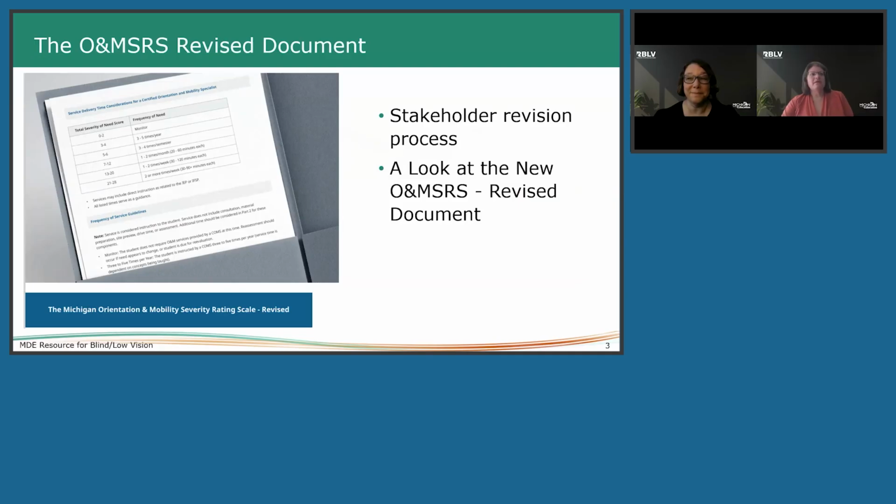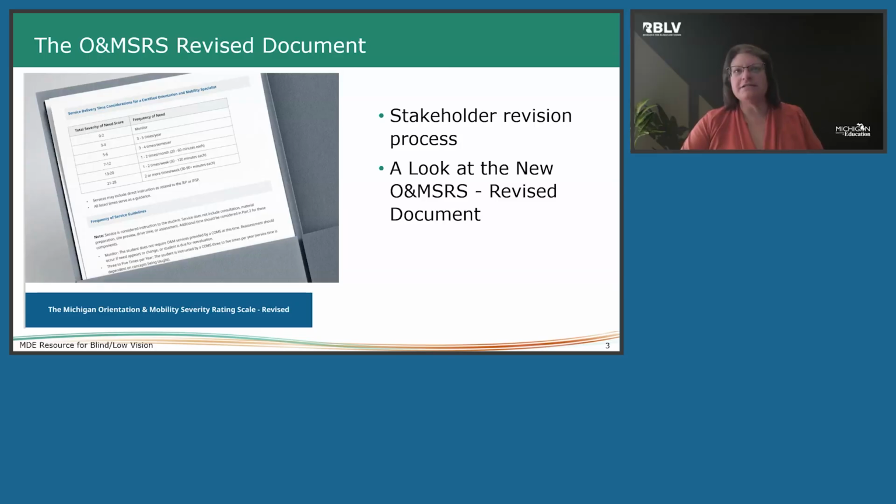Thanks, Amanda. So Michigan has always been on the forefront of providing quality services for students who are blind and low vision. We have a team of professionals across the state that have always worked together to create documents such as our AT guidelines, Braille classes, ILS resources, severity rating scales, and so many other things. We've had the opportunity to talk with professionals across the country, and people love to use Michigan resources. This has been very true of the O&M-SRS and the O&M-SRS Plus.